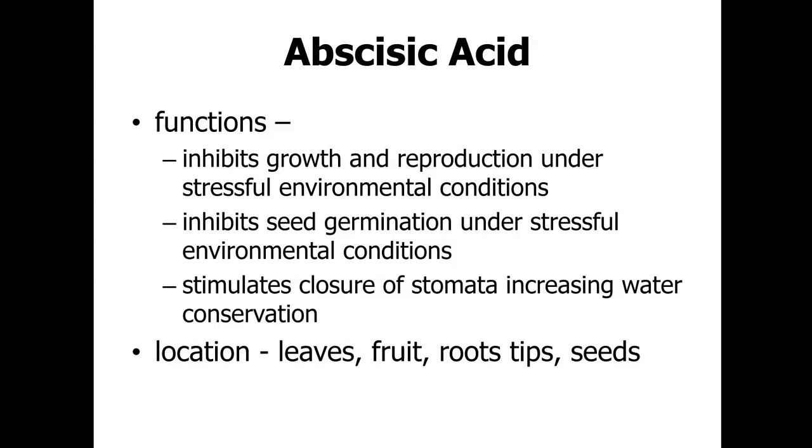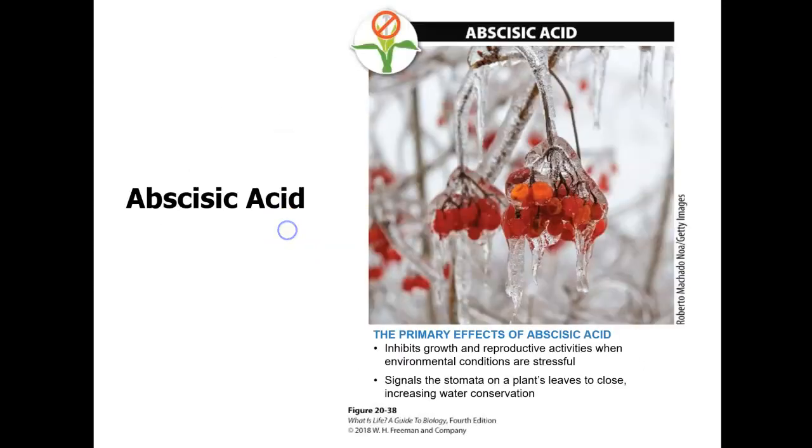Next, we have the abscisic acid. It's going to inhibit the growth and reproduction under stressful environment conditions. It's going to help inhibit seed germination under stressful environment conditions as well, and stimulate closure of the stomata, which is going to increase water conservation. This hormone is going to be found in the leaves, fruit, root tips, and seeds.